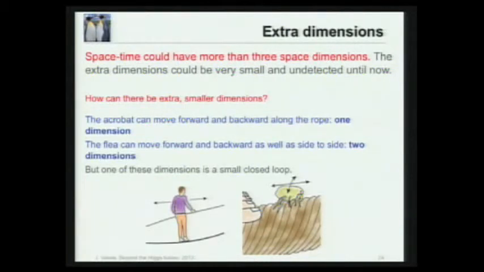But this flier here can move also forward and backward, but also side to side. So for this small bug here, you have two dimensions. The issue is that the second dimension is rolled up, is closed in a loop. So if we extrapolate this to the space of three dimensions, I can have a fourth and a fifth dimension in curved space, closed in a loop, like in this example.